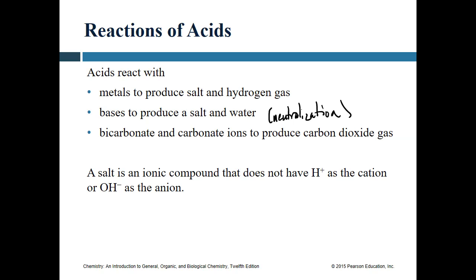And then finally, acids will react with bicarbonate and carbonate ions to produce carbon dioxide gas. And so what's happening in both of those cases is the acid is reacting with either of these and making carbon dioxide and water as the products. So this is an alternative form of a neutralization reaction that forms, instead of a salt, a gas. The gas in this case is carbon dioxide. Just as a reminder, for these first two types of reactions, when we say salt, we're not necessarily referring to sodium chloride specifically. What we're referring to is an ionic compound that has neither hydrogen nor hydroxide as one of the ions.